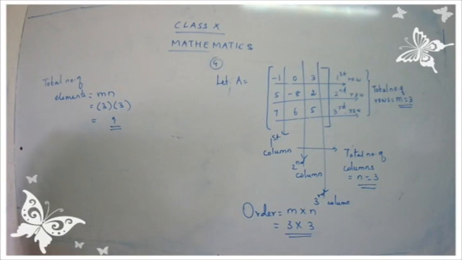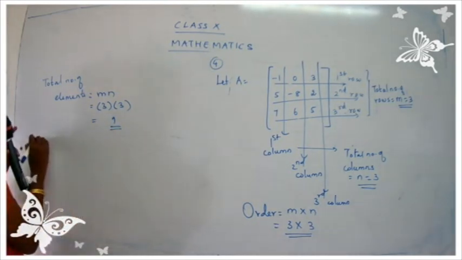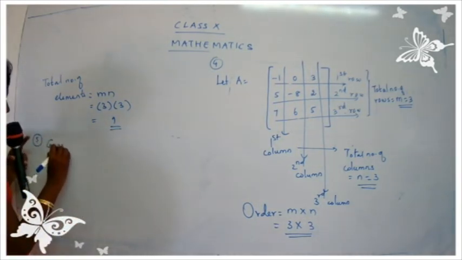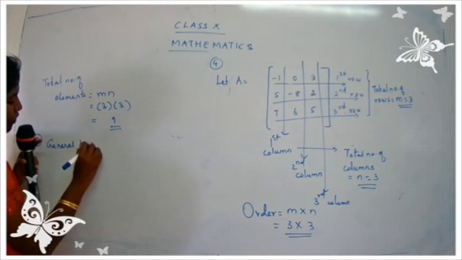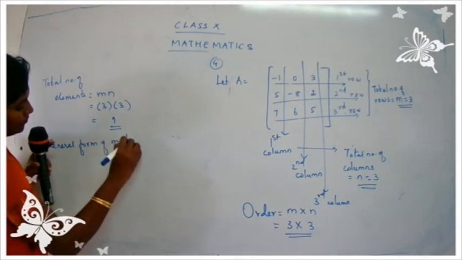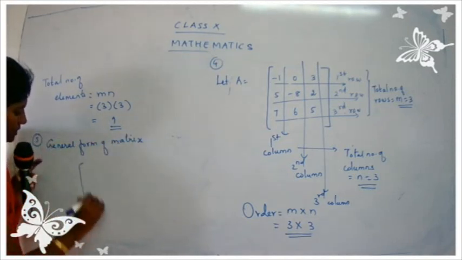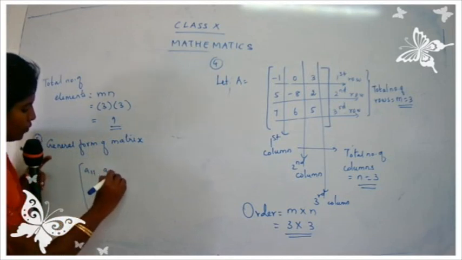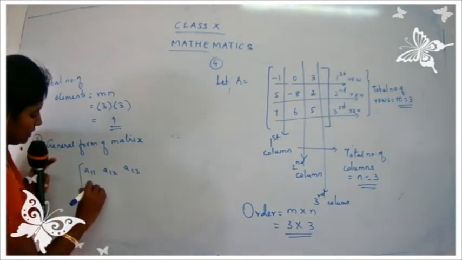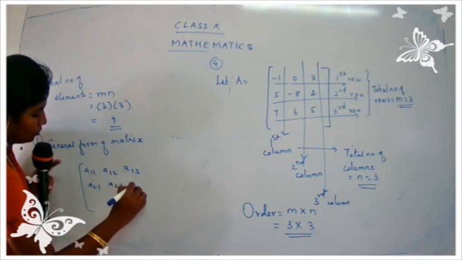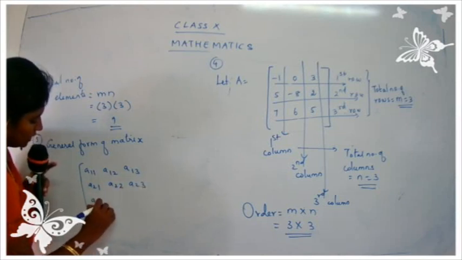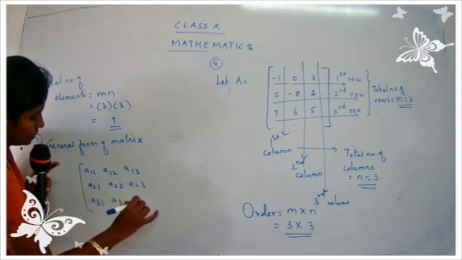Write down this point. I'll just give you one another thing, children. For general matrix, I'll give you another matrix. Otherwise, this will be more complicated. Just keep the 4th point as it is. 5th point, general form of matrix: A11, A12, A13, A21, A22, A23, A31, A32, A33.